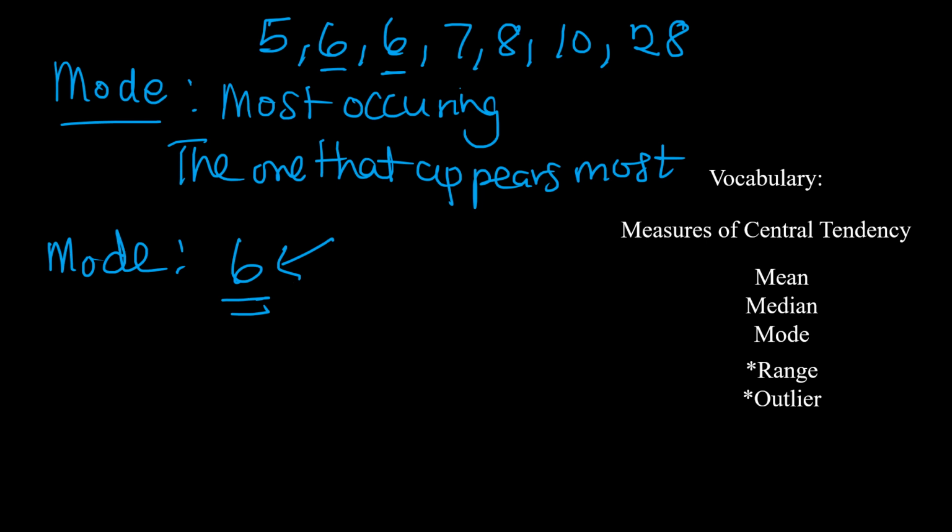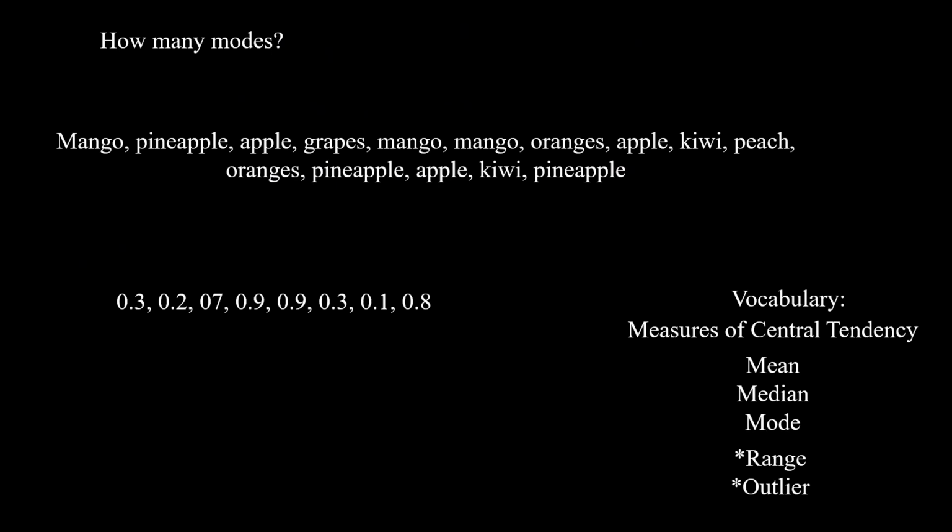Okay, there's another thing that we want to talk about. So as I was saying, sometimes you can have more than one mode. All right, let's look at some data points here. Maybe we surveyed a group of friends and we asked them what their favorite fruit was. And these were the responses that we got: mango, pineapple, apple, grapes, mango, mango, oranges, and so on. Now our question here is, how many modes do we have?